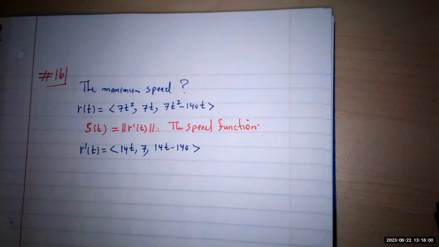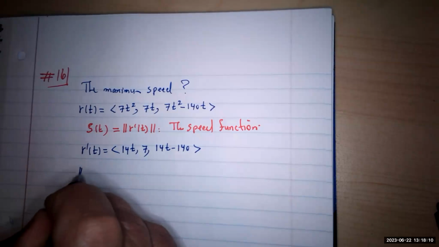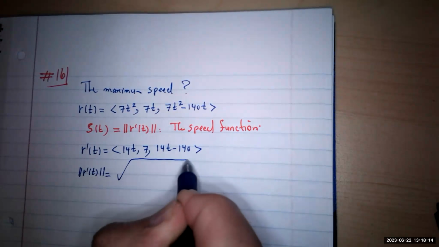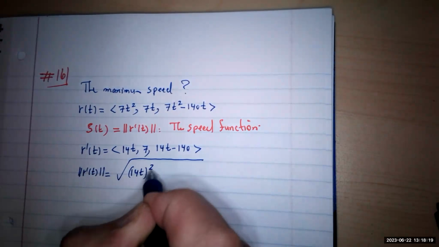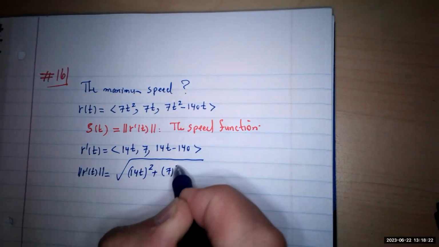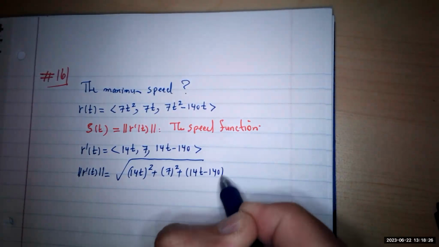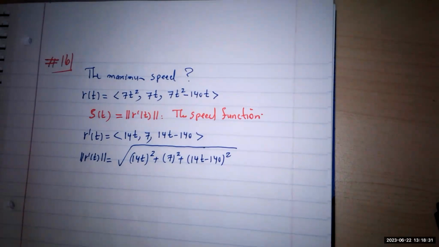You know that this is going to be velocity. So you get the norm of the velocity that takes you to the speed. So the norm of the r prime of t is going to be the square root of 14t squared, 7 squared, 14t minus 140 all squared. Carefully square it. Any questions? So we must do the formula. That's your formula for the speed.